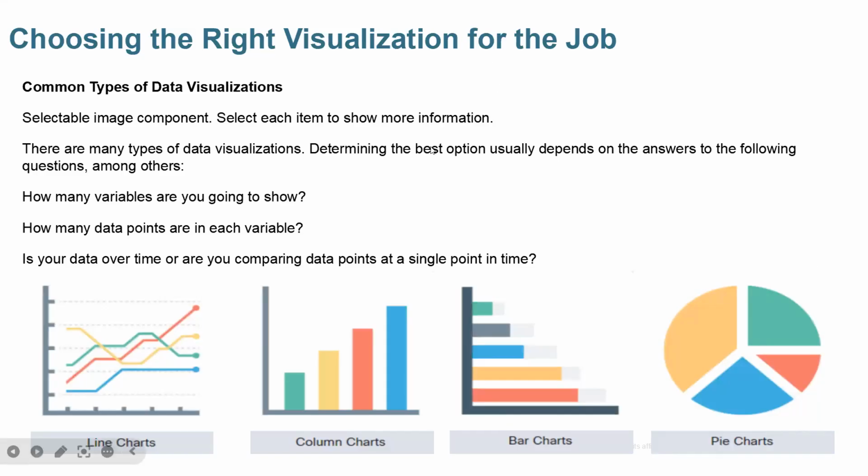So what are some of the common types of visualization? So we have line graph. So this is what you call a line graph. This is a column, this is a bar. A column is standing, a bar is horizontal. Then you have pie charts, right? So the question is, what kind of chart is going to be best for what kind of data?